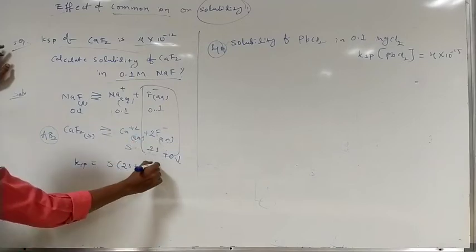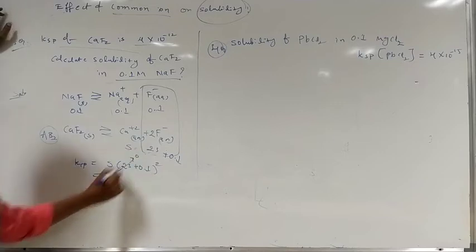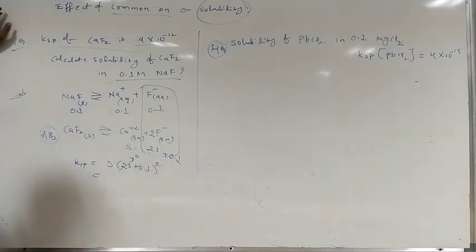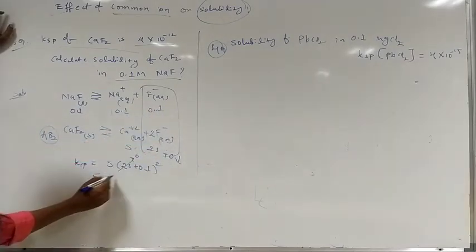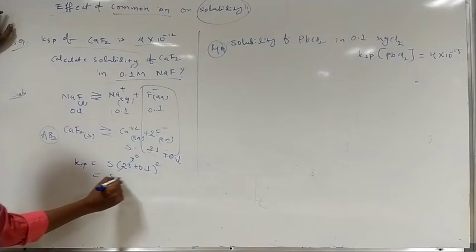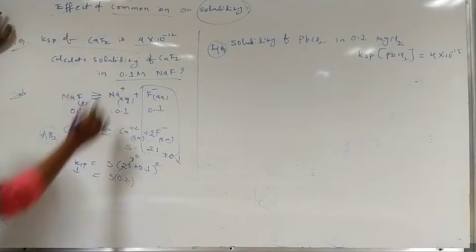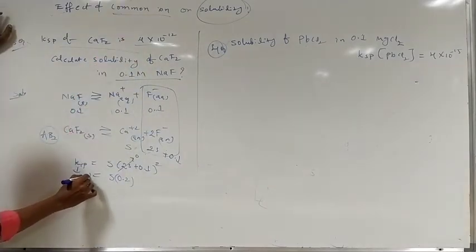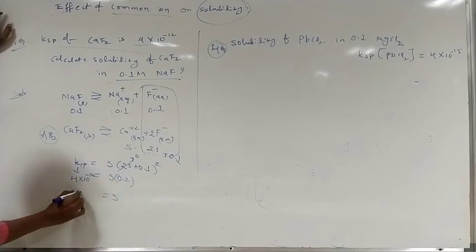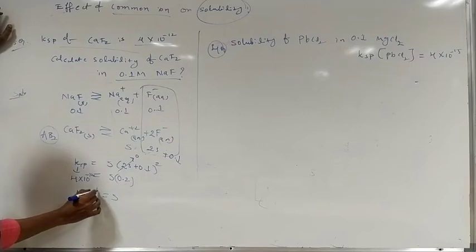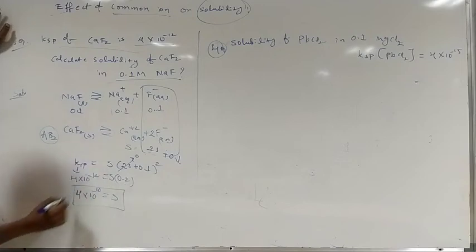How many moles are there? Power 2. Here the 2S term is going to be negligible compared to 0.1. It can be written as S into (0.1) squared, which is S into 0.01. But what is the Ksp value? The Ksp value is 4 into 10 to the power minus 12. Here S is equal to what? S is equal to 4 into 10 to the power minus 10. Here minus 12 minus 2 gives minus 10. This is the value.